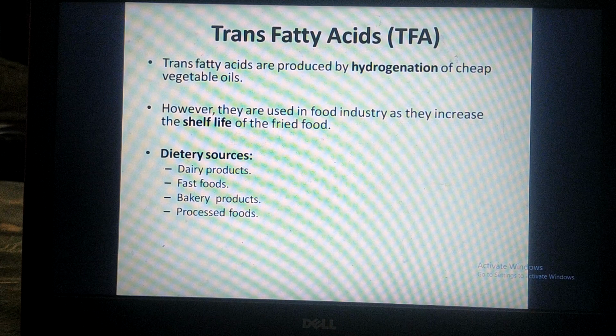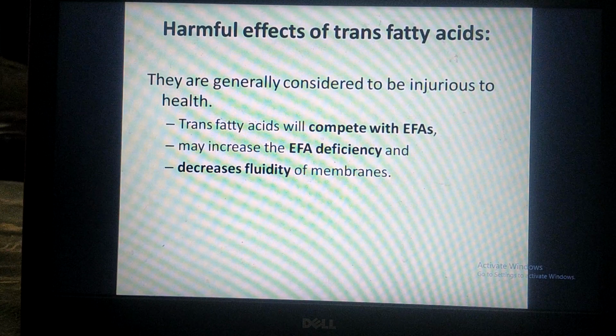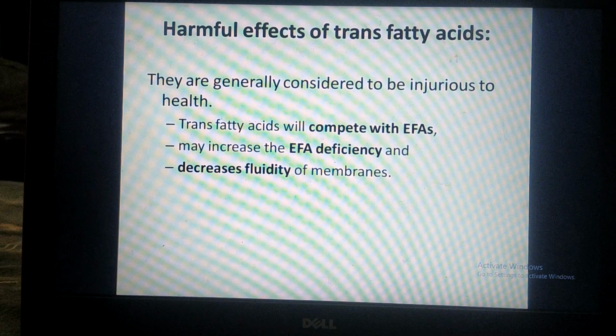Now, the dietary sources of these trans fatty acids are dairy products, fast foods, bakery products and processed foods. Trans fatty acids are injurious to health. Firstly, they compete with the essential fatty acids present in the diet for absorption, leading to decreased absorption of essential fatty acids from the diet. Therefore, they increase the deficiency of essential fatty acids.